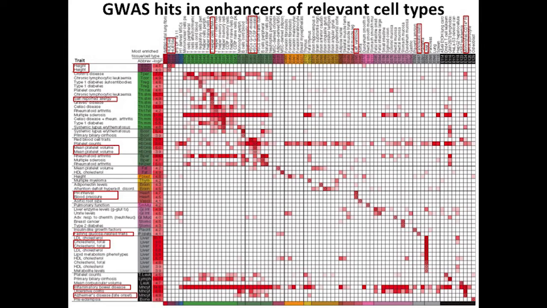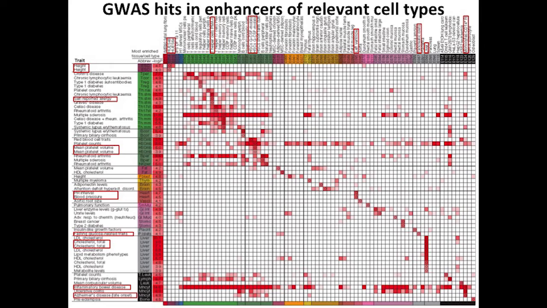Indeed, if you look at type 1 diabetes, it appears to be acting in T helper cells, but no other cell type. If you look at blood pressure, it appears to be acting in the left ventricle of the heart and no other cell type. If you look at cholesterol, it appears to be acting in liver and no other cell type. It's kind of cool, right? So this is real data.